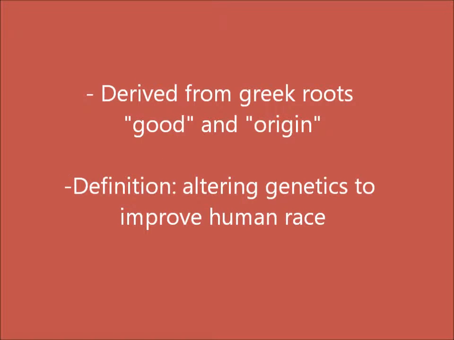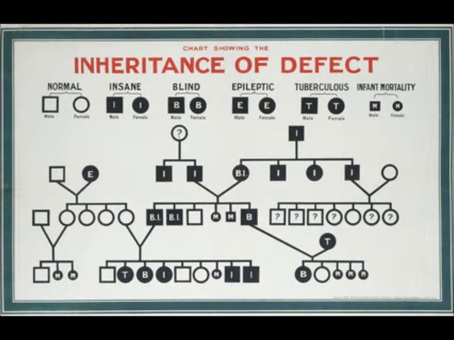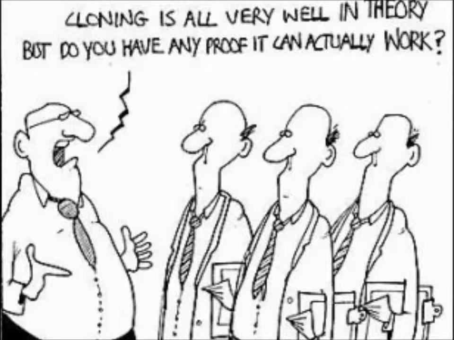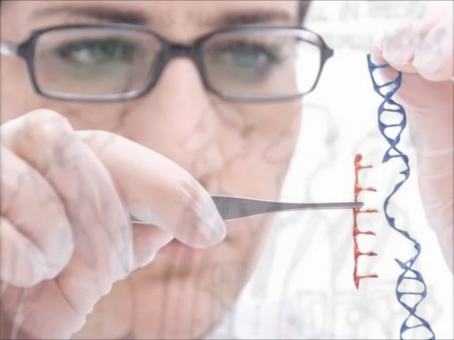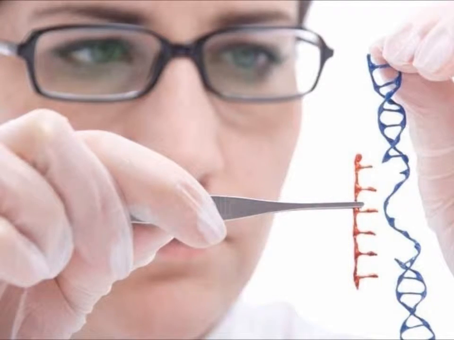The word eugenics is derived from Greek roots for good and origin. The more broad definition is altering genetics and heredity to improve the human race. Initially within the U.S., the eugenics movement began in the late 19th century to stop the transmission of negative or undesirable traits passed down through generations. Over the years, researchers have been using their knowledge to clone animals. And recently, Chinese scientists are working on genetically modifying human embryos to edit a gene that, when mutated, causes a blood disorder.